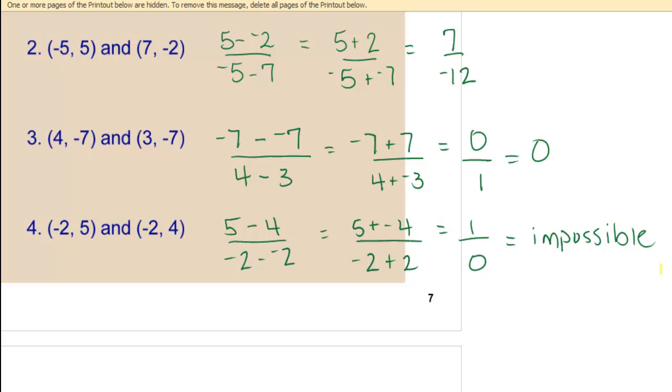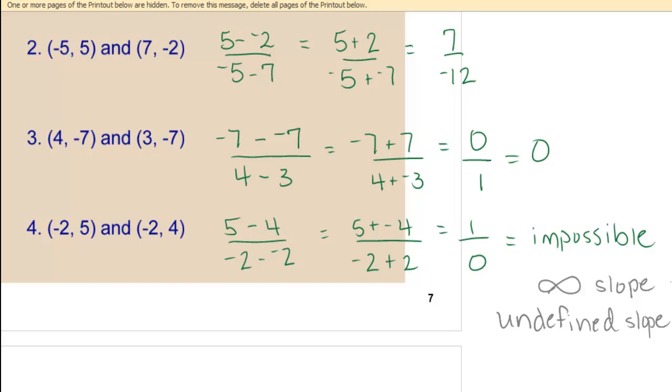Number 4, you end up with 1 over 0. Well, you cannot divide by 0. That's impossible. Therefore, this is an impossible slope, but we actually have something we call the slope. This is the slope that we will work with. This type of slope is actually called an infinite slope. Use the infinite sign, or an undefined slope. You'll see it both ways.